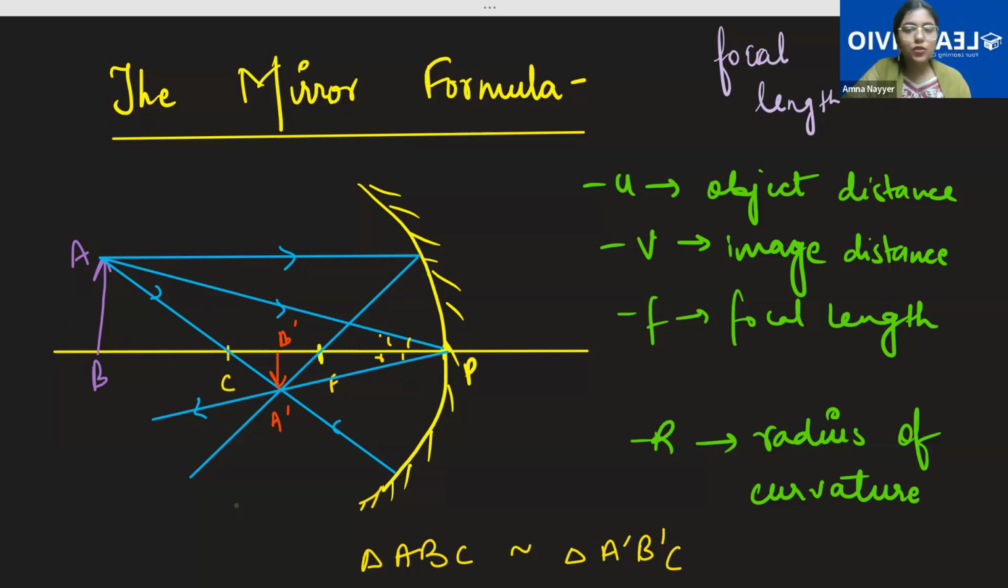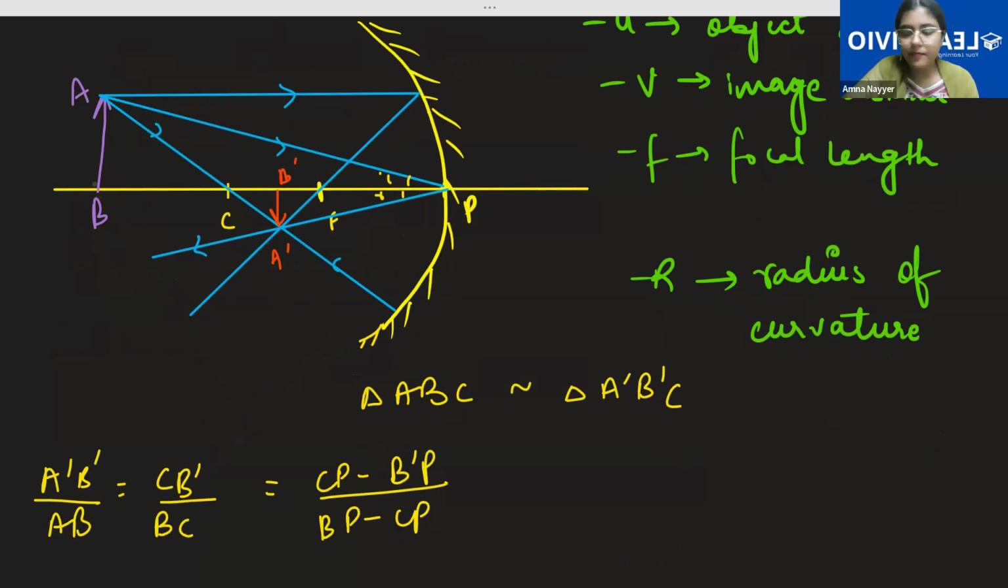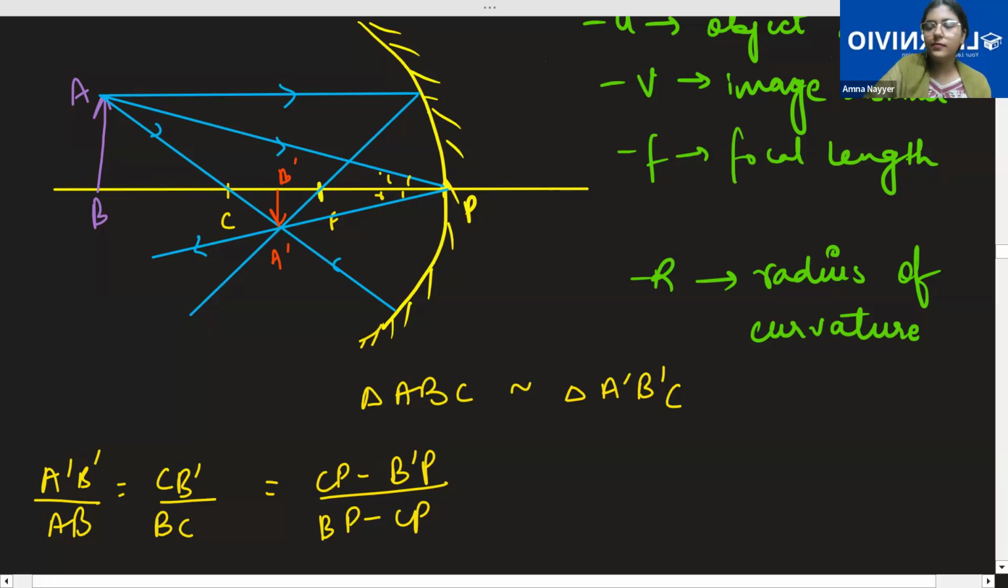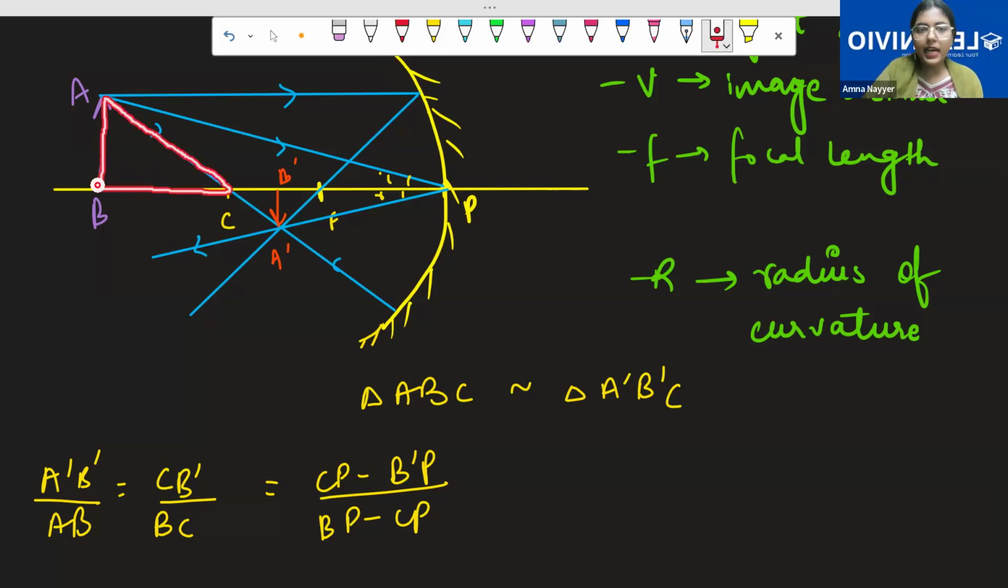So here what we see, this is AB, this is A dash B dash, this is the angle of incidence, angle of reflection. This is the focus, this is the center of curvature, and this is the pole of the mirror. Now, these things we'll discuss later. First, triangle A, B, C. See this triangle A, B, C. And if you see the smaller one, A dash, B dash, C dash.